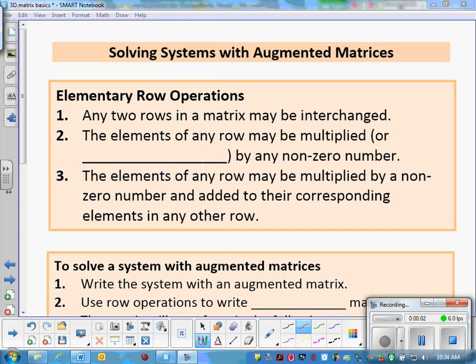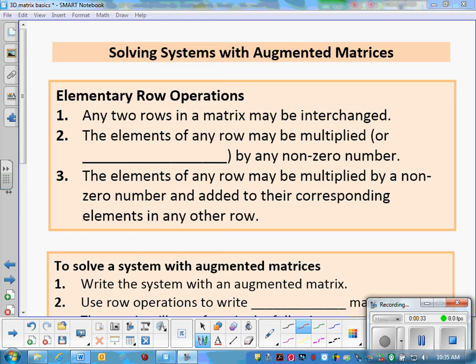So this will be the third video in our section 3B on matrix basics. And in this video, we're going to solve systems with augmented matrices. And yes, you will need to follow these steps. So we're going to pretend that we're kind of like a computer and we're going to follow the same steps every time. So not a lot of decisions to be made, just follow the same steps over and over.